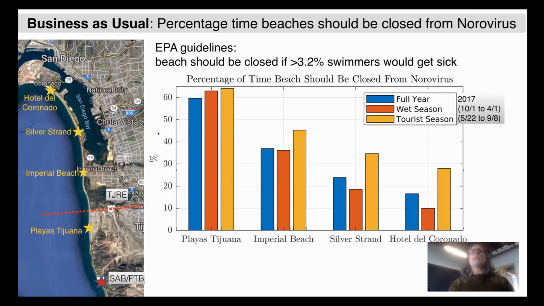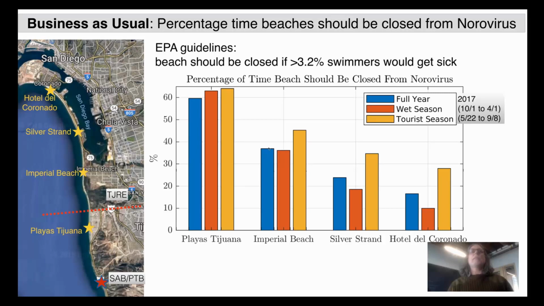Percentage of time the beach should be closed. And then we're showing it for the full year, the wet season, which is October 1 to April 1, and then the tourist season, which is essentially Memorial Day to Labor Day, the earliest Memorial Day to the latest Labor Day. Okay, so let's just focus on Imperial Beach, right?